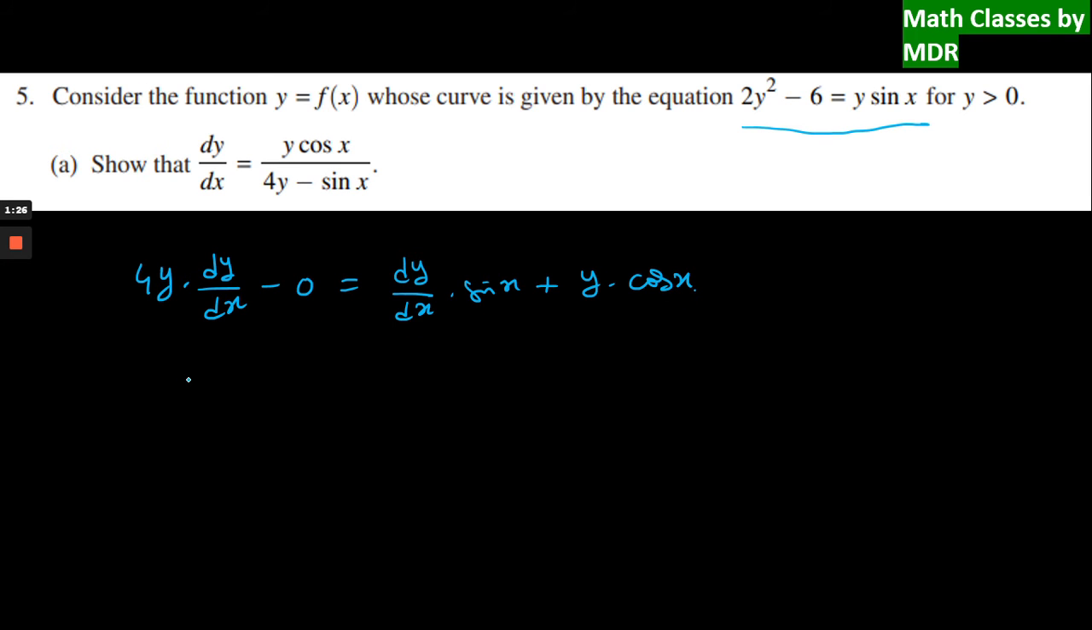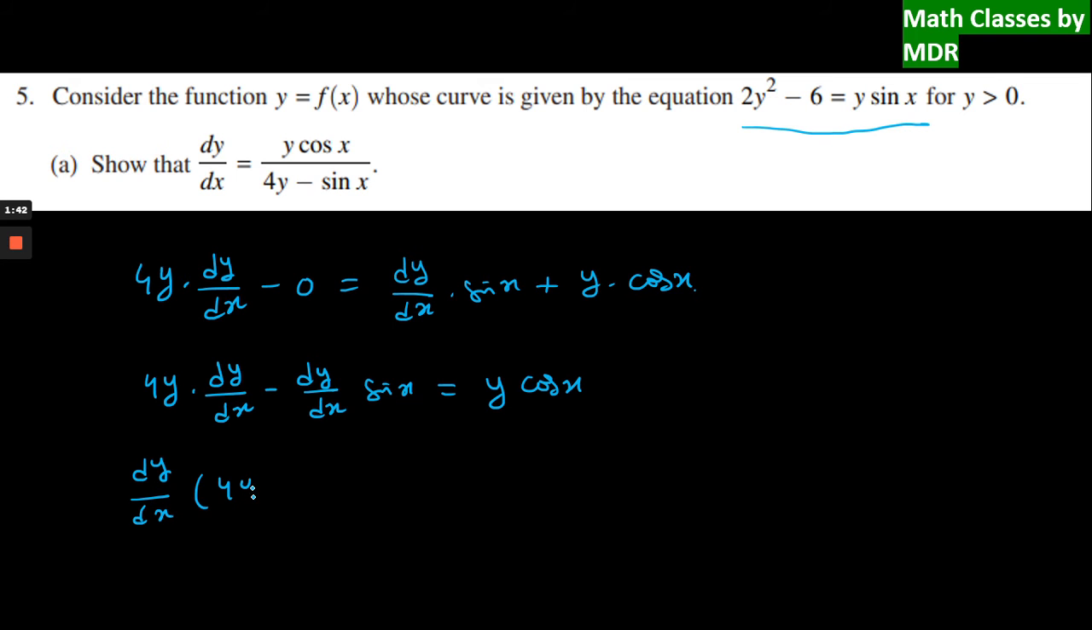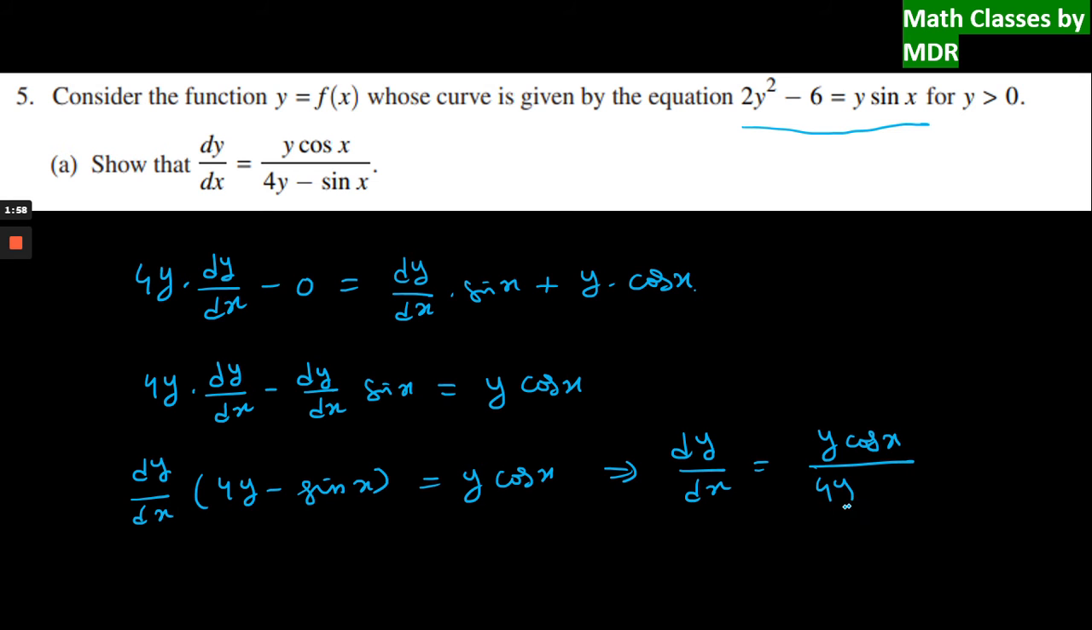So let's take all the dy by dx terms on one side, so that 4y dy by dx minus dy by dx sin x is equal to y cos x. On taking dy by dx common here, we will have 4y minus sin x, which is equal to y cos x. So we have dy by dx is equal to y cos x by 4y minus sin x. So one is done. Now let's start with the second part of the question.